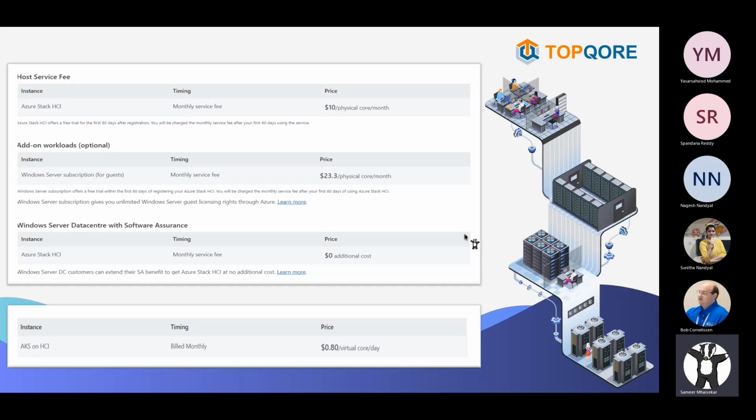But if you've got a Windows Server Datacenter license with software assurance on top of it, this fee comes down to zero. So think about it: running in an Azure Stack HCI cluster is not costing you at all. It is free for you, essentially. How cool is that? And also you have those licenses available for the guest workloads as well, because it covers those. Exactly. So that is the most important thing.